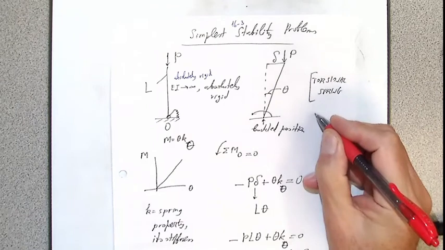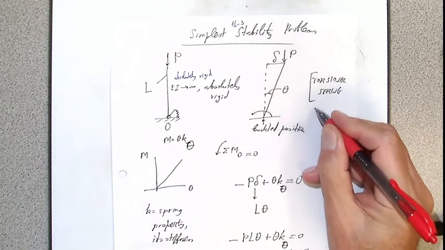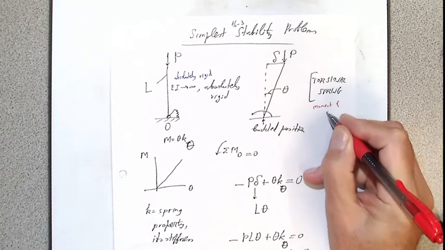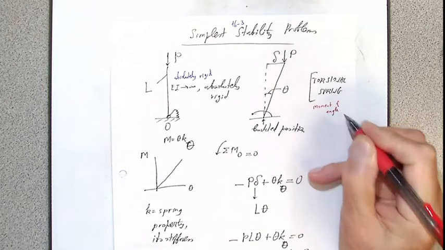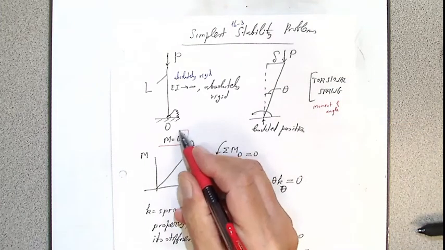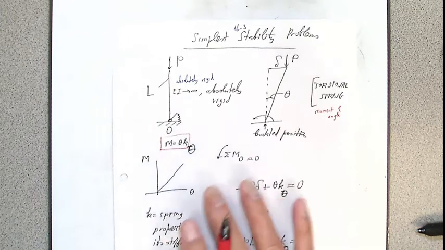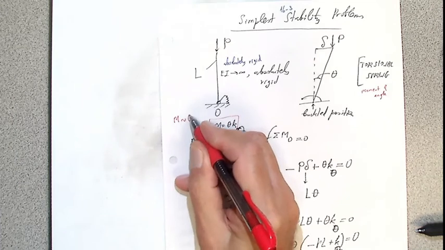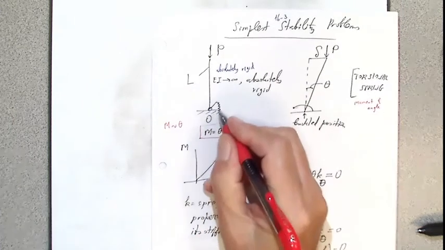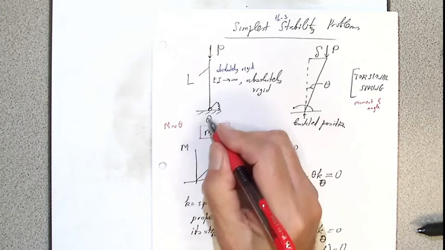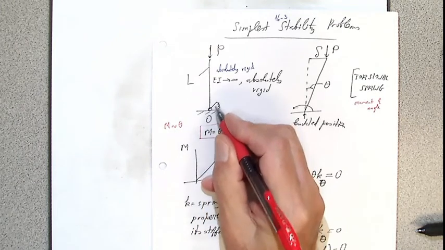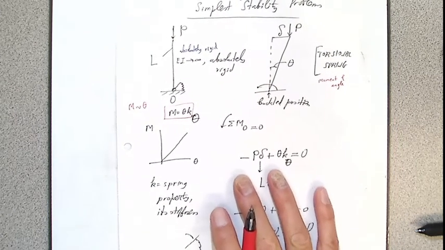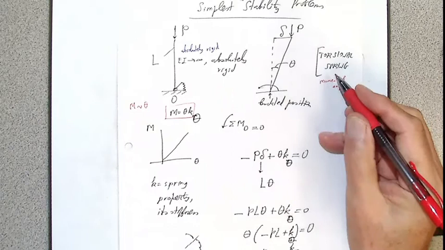A torsional spring is a spring where there is a connection between moment and angle. Moment is proportional to the angle. That means that whatever angle will be created is proportional to the moment that will be applied. Okay? That is a torsional spring.